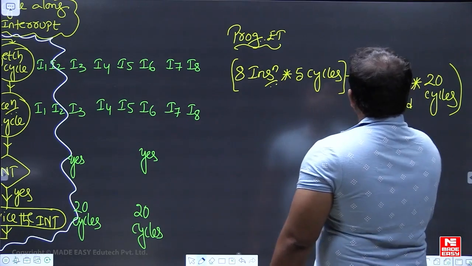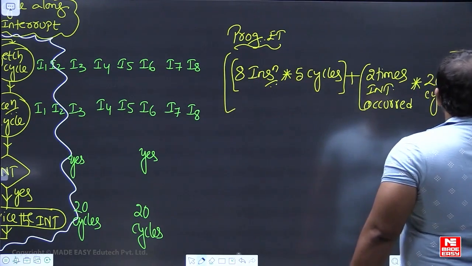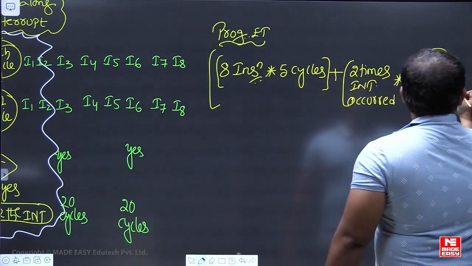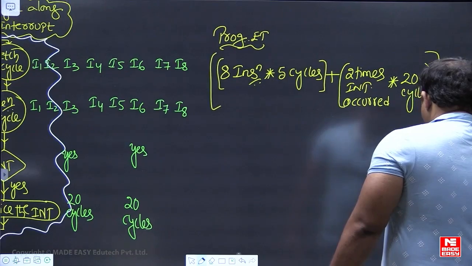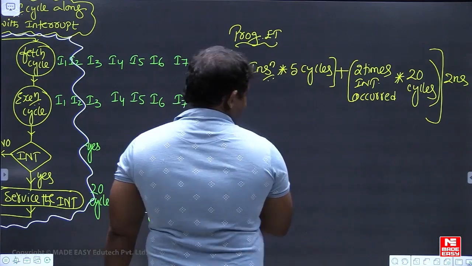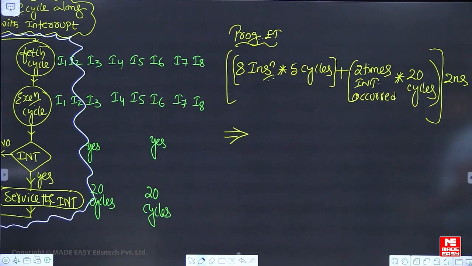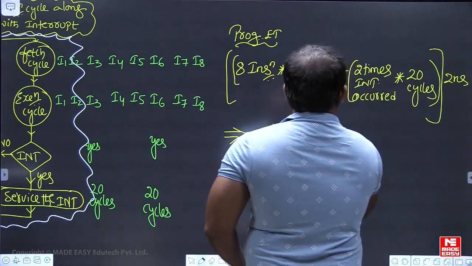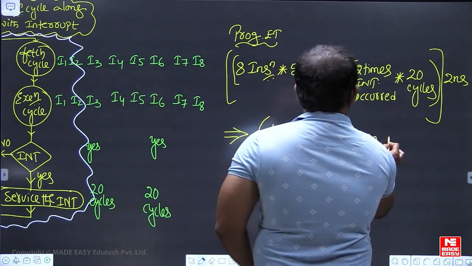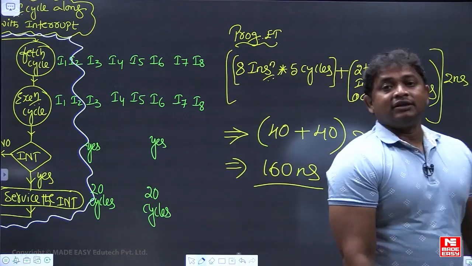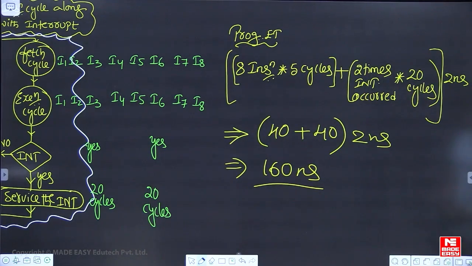Okay students, all right. So the total time, that is CPU cycle time, is equal to 2 nanoseconds, that is mentioned. Clear? Now calculate this. Calculated final value, please report. 40 cycles plus 40 cycles into 2 nanoseconds. This is equal to 160 nanoseconds. This is the answer. Please cross-examine the calculations.